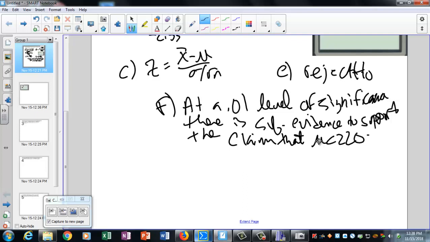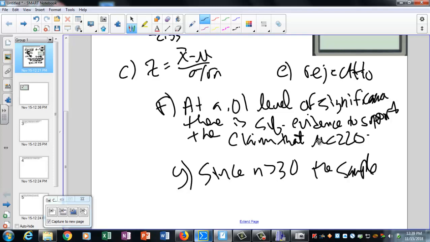Does that make sense? Here, G, just kidding. Since n is greater than 30, the sample mean is normally distributed. Okay. All right. Questions on number 1? At a 0.01 level of significance, there is sufficient evidence to support the claim that mu is less than 220.